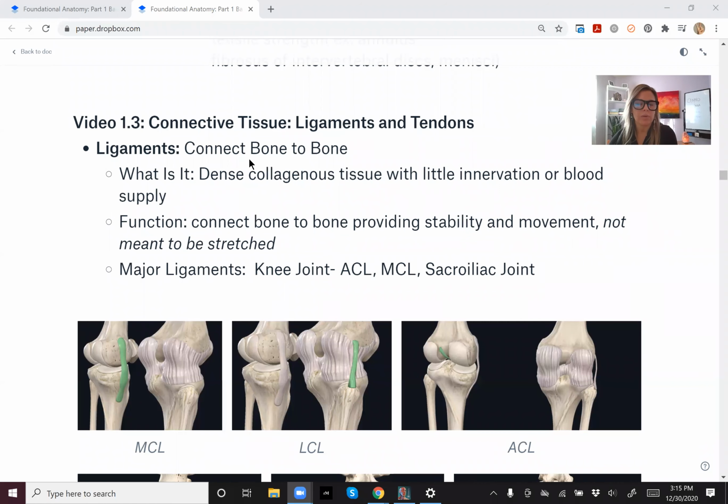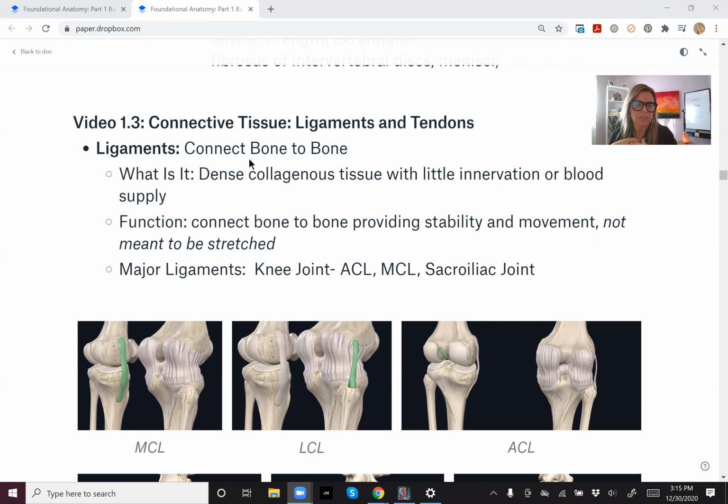All right, gang, here's our next video. We are going to continue to explore connective tissue, and we're going to look at the ligaments and tendons. So I am going to share my screen, and here we go. We're going to talk about first ligaments, and then we'll look at tendons.